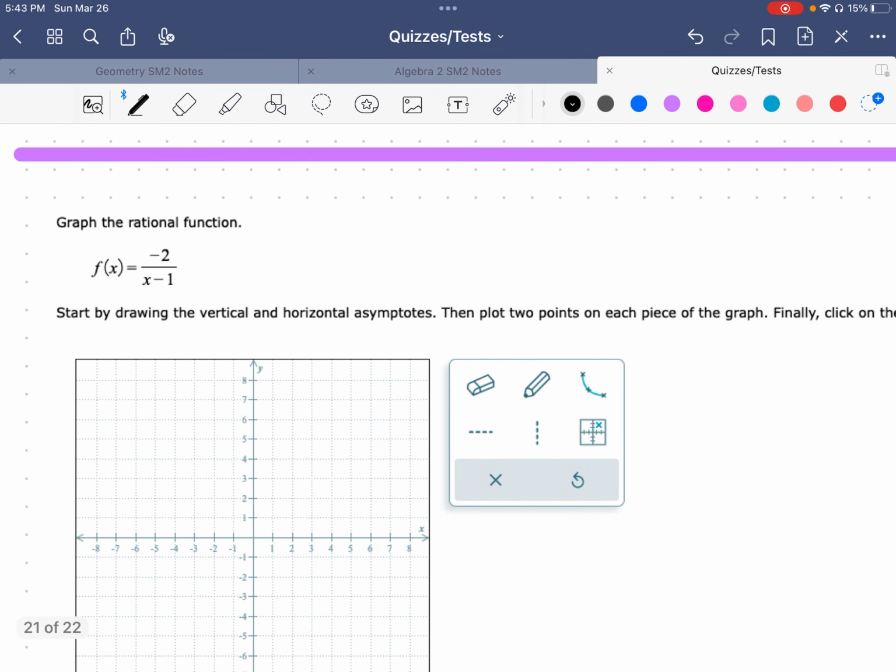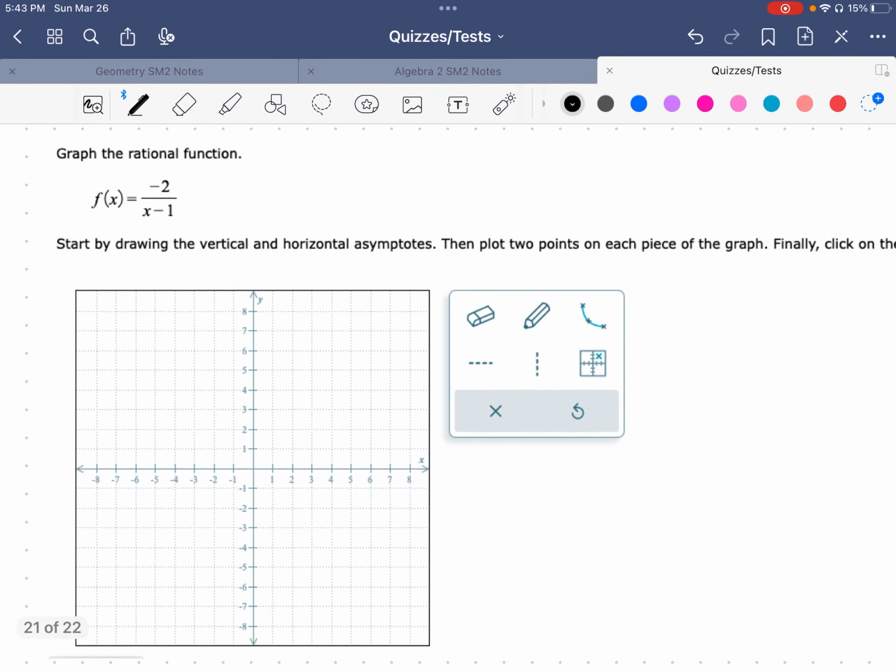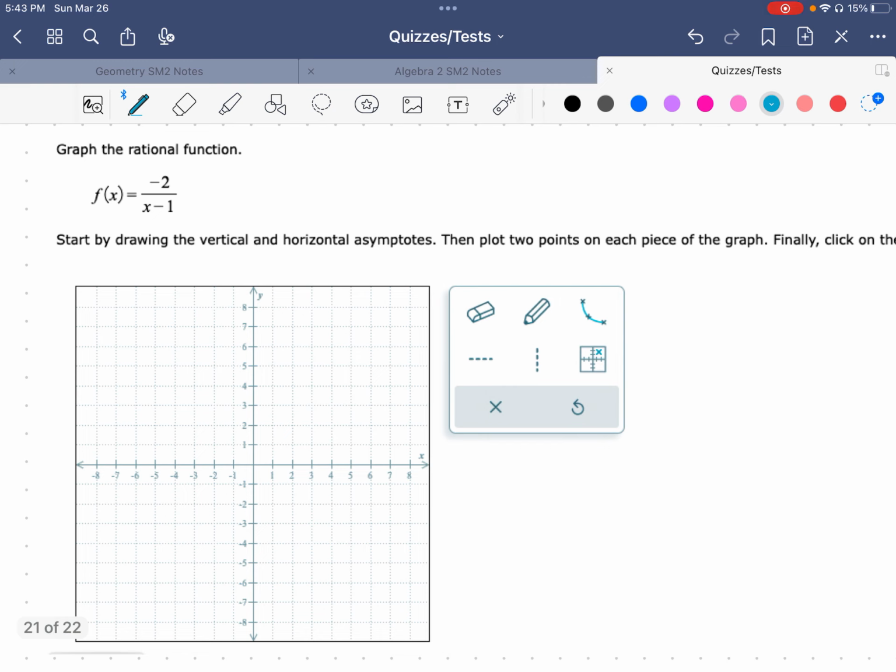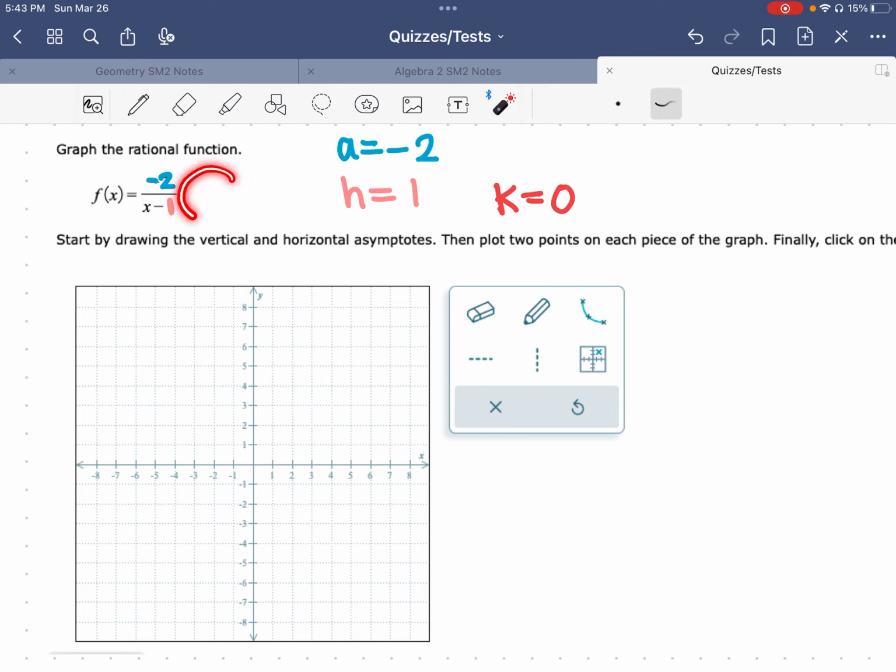All right, then you're going to go ahead and have this question. Remember, for this question, you can go ahead and identify your A, which is on top of your fraction. You can identify H, that's this number here. Remember, it is trying to trick you. And K, there is not one here because K is being added or subtracted after your fraction.